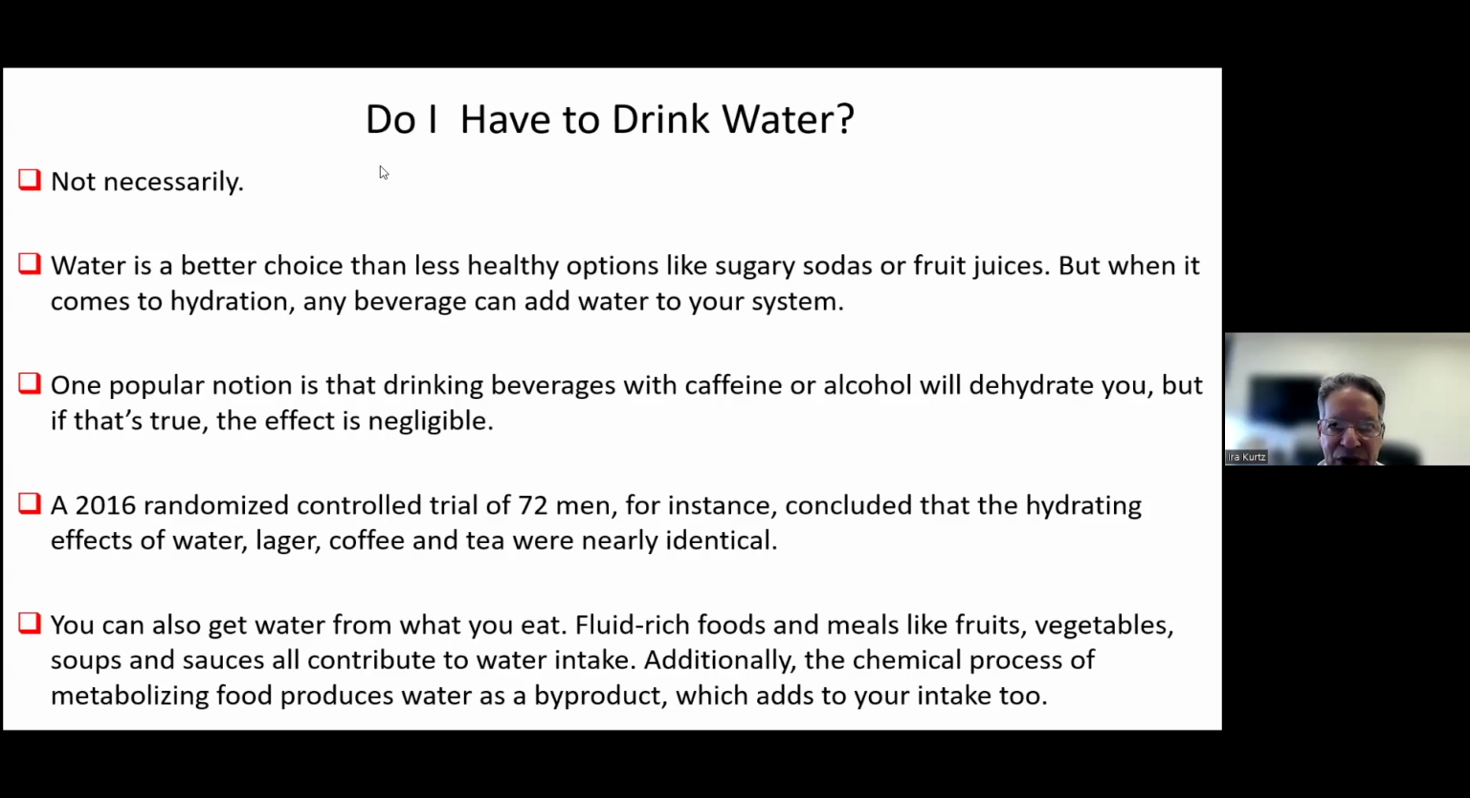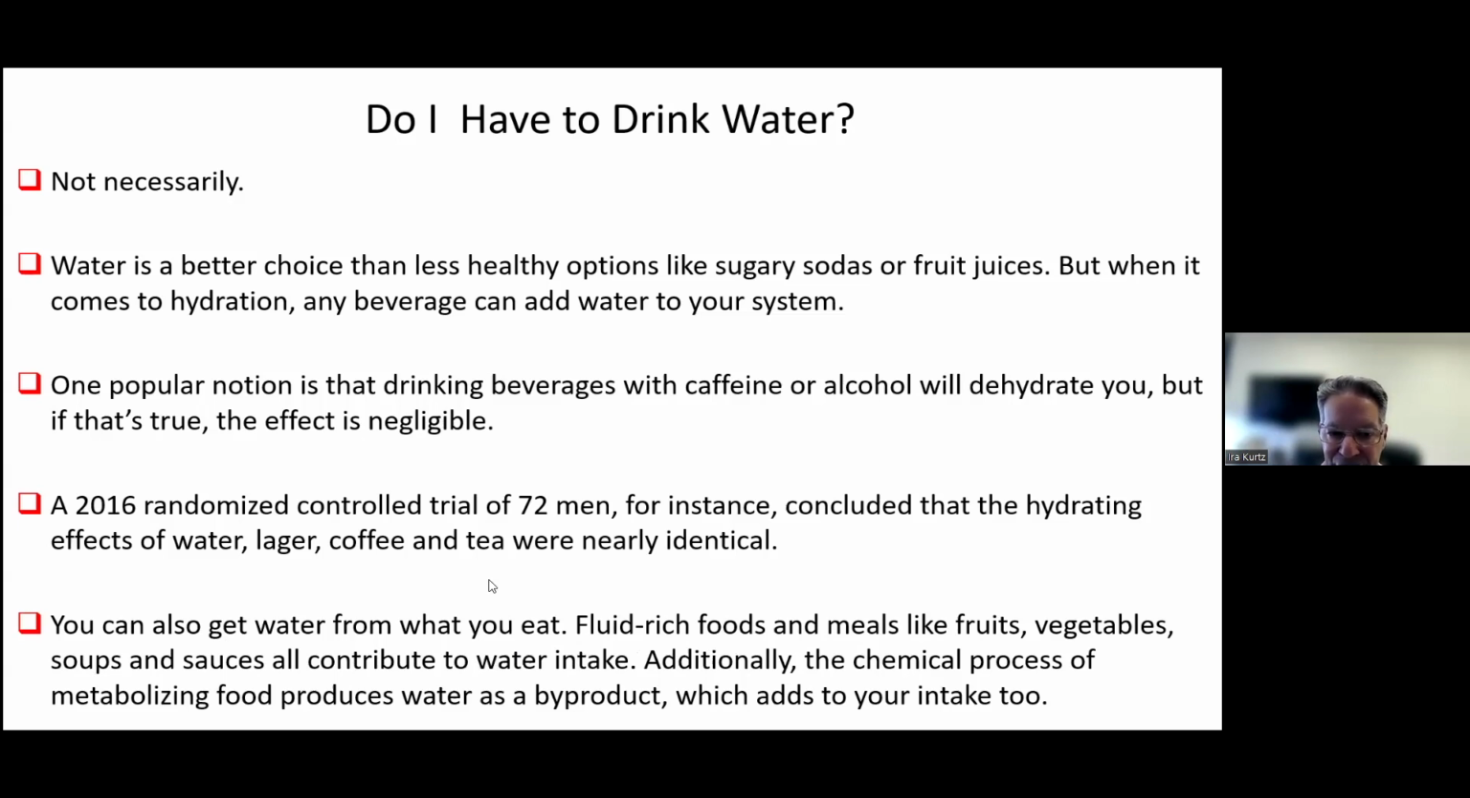Okay, continuing on with that theme, water is a better choice. And also, you can get water from what you eat. Remember that fluid-rich foods and meals like fruits, vegetables, soup, sauces all contribute to your water intake. And also, as I said, you're actually making water from the food you eat internally.